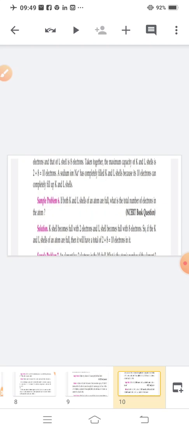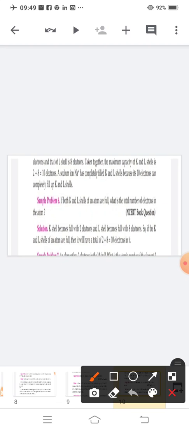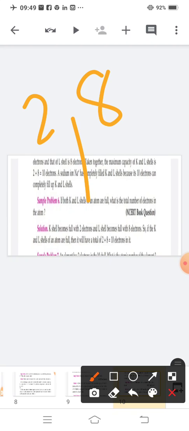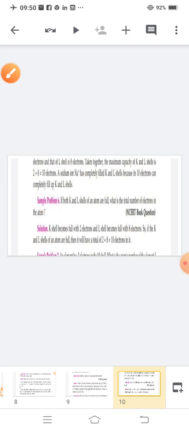Now if both K and L shells of an atom are full, what is the total number of electrons in that atom? If they are full, that means in the first shell 2 electrons are there, and in the second 8 electrons are there. If they are completely filled, that means 2 and 8. So 2 plus 8 is 10. Sorry, the number of electrons will be 10. Is this clear?